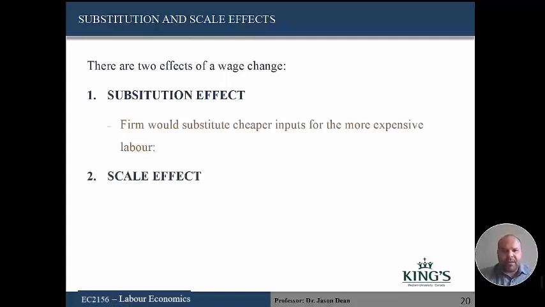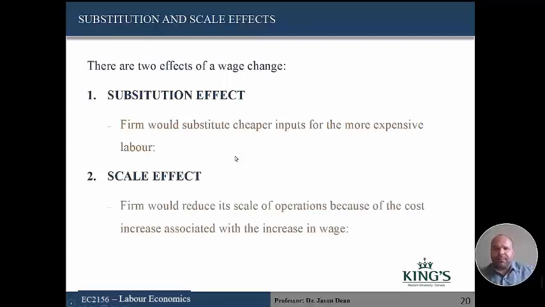Now the scale effect is the change in the quantity. So remember, when there's a change in the wage, that affects the overall costs to the firm, and so their profit maximizing level of output is going to change. Okay, so they're going to reduce their scale of operations because of an increase in the wage.